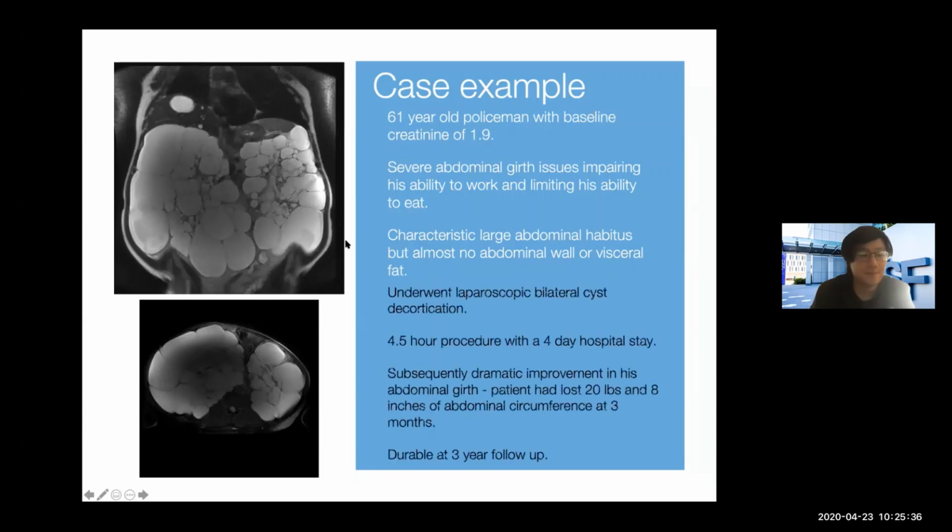So this gentleman underwent a bilateral cyst decortication laparoscopically, about a 4.5-hour procedure, 4-day hospital stay. We'll talk a little bit about that. And really a dramatic improvement in abdominal girth after that procedure. By 3 months postoperatively, he had lost 20 pounds and 8 inches of abdominal circumference. And this effect was durable out to about 3 years. So it is something that has some role in helping symptoms in patients with a reasonable baseline creatinine.